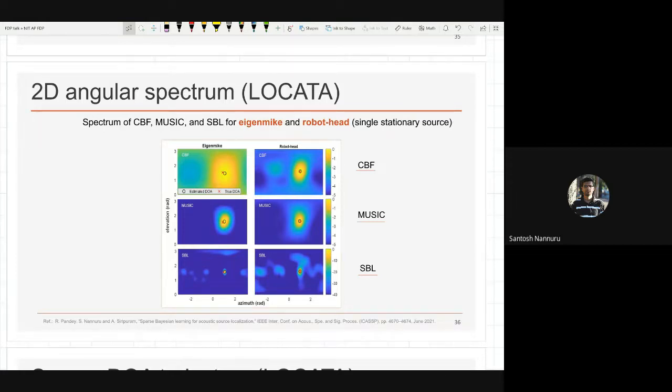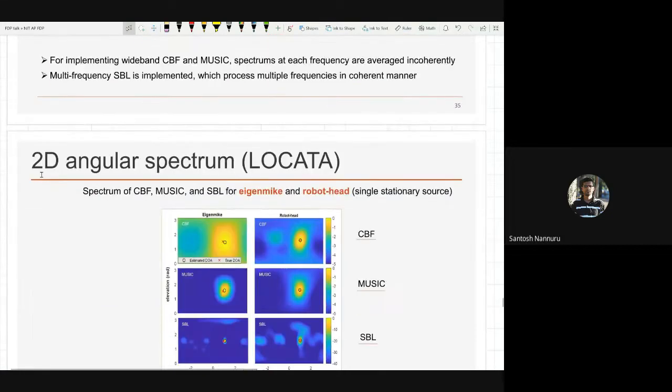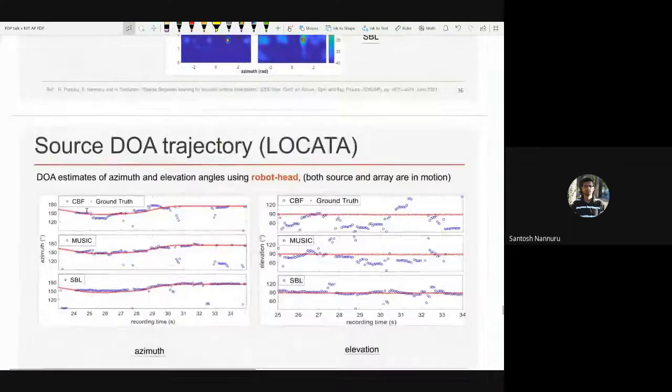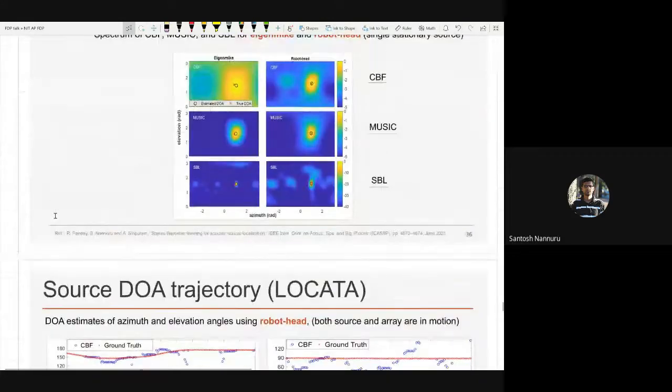It's improved in MUSIC. It's much better. You can see it's more localized. Whereas when you go to SBL, it's much more localized. It's a very sharp answer you get. So this helps us see how the different algorithm resolutions compare. Okay. So this was for a single block.